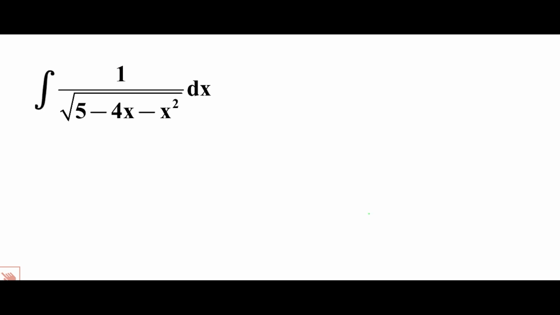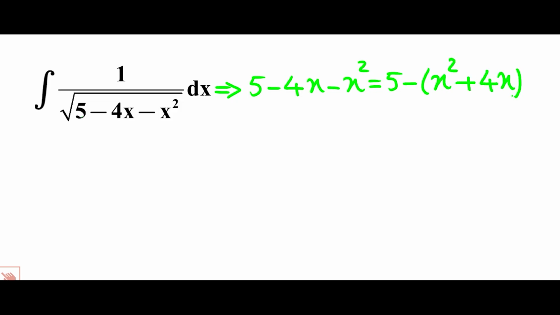Number 2, the integral of 1 over the square root of 5 minus 4x minus x squared dx. This is a tough one. Again, we need to complete the square inside the square root. So we have 5 minus 4x minus x squared equals 5 minus (x squared plus 4x). So to complete the square, we add and subtract 4.